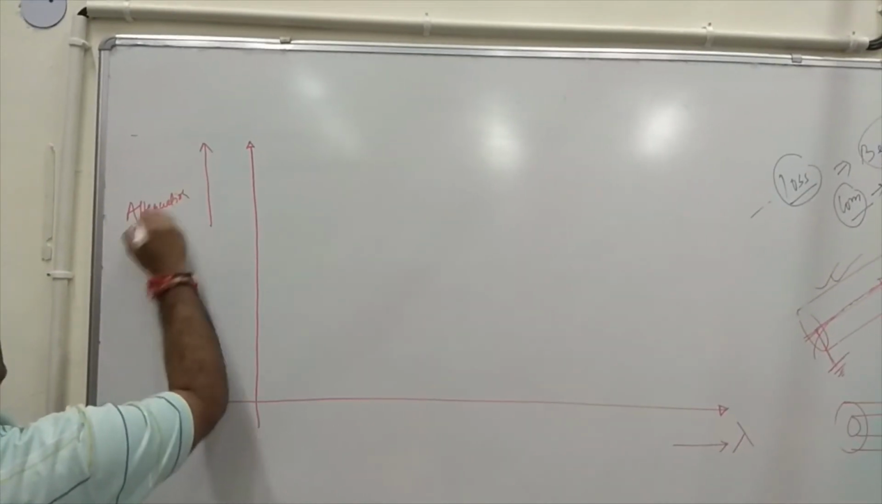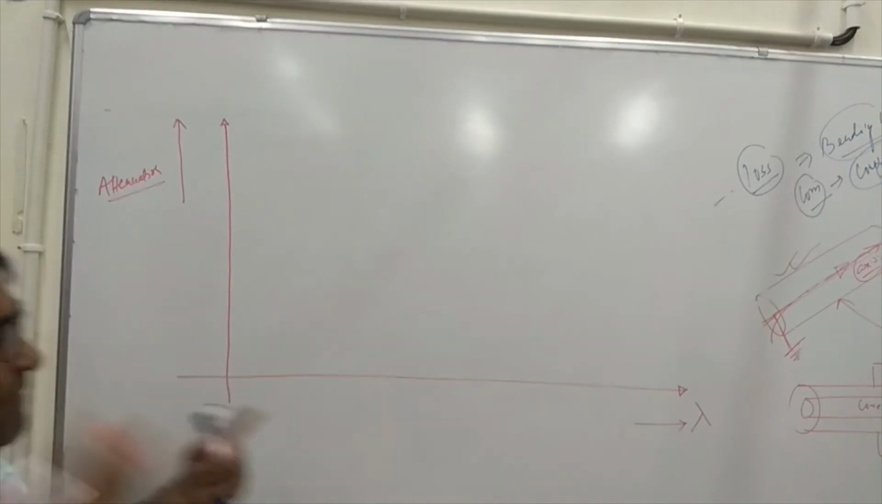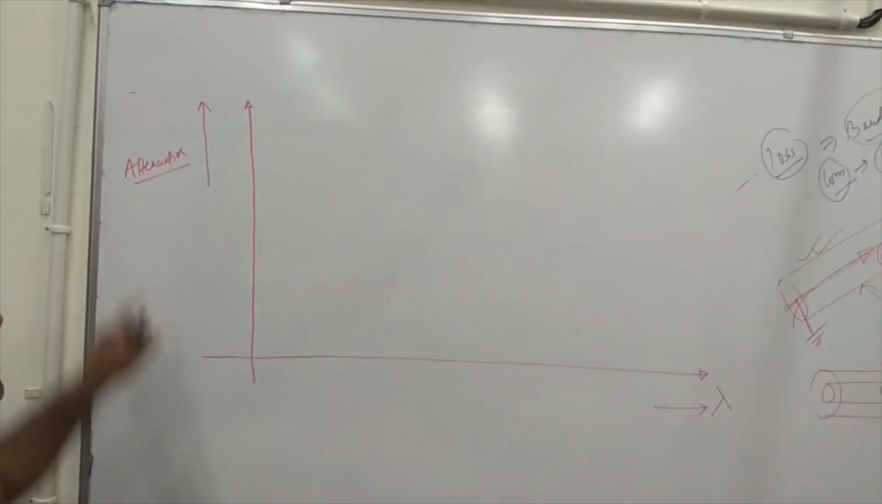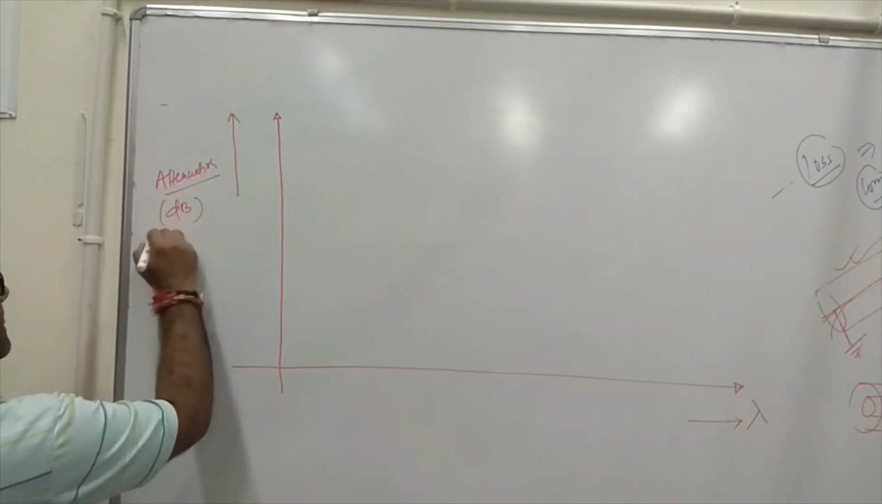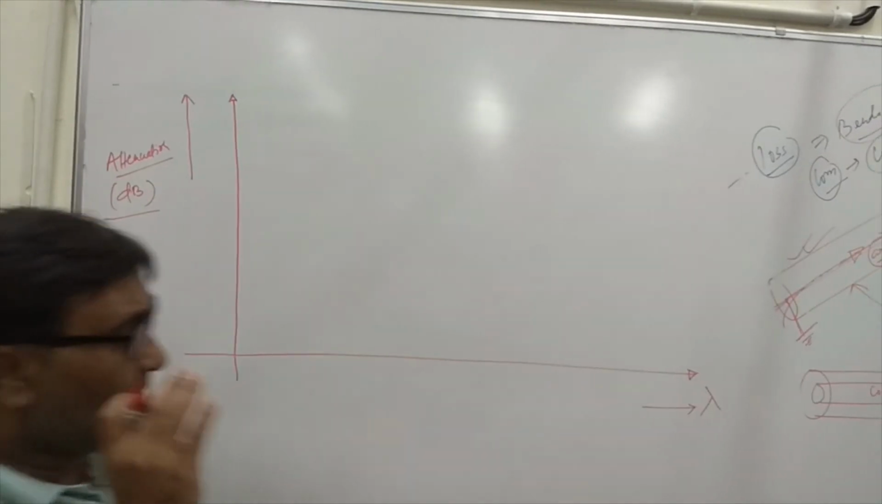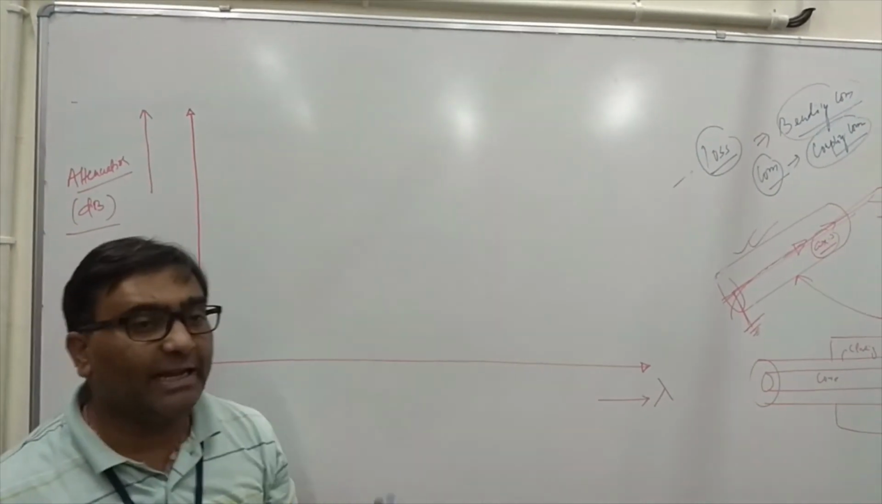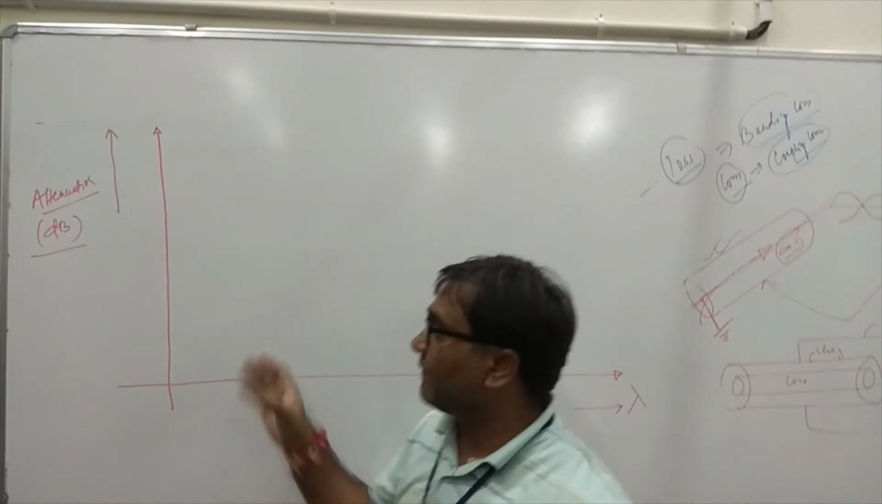Attenuation is nothing but the reduction of power. I already told you, 10 dB is a power reduction by 10, 20 dB is by 100, 30 dB is by 1000. So attenuation is always in dB. Before we proceed further, attenuation is an intrinsic property. Why? Because of how the attenuation appears in the fiber.